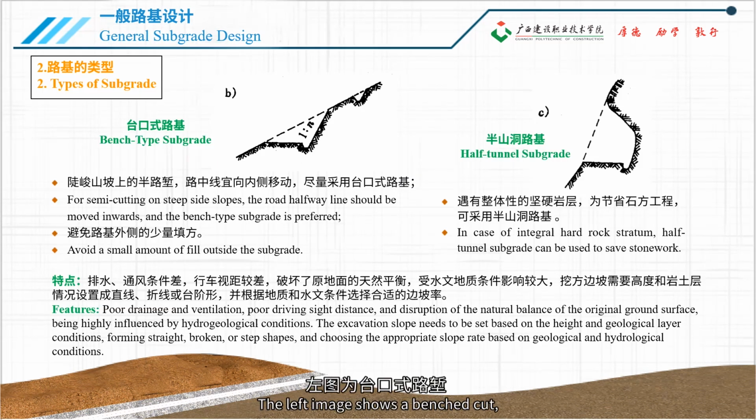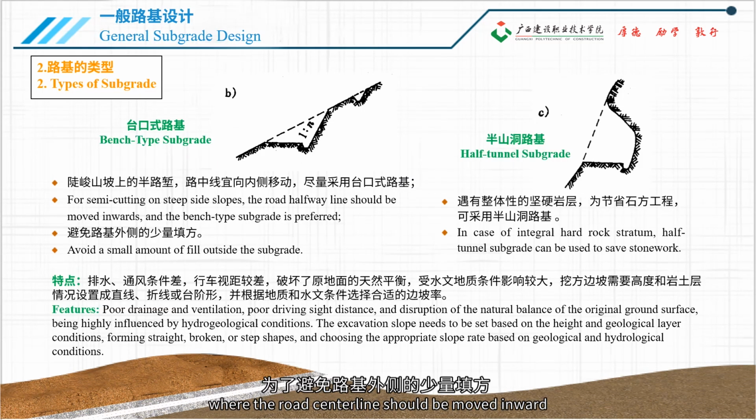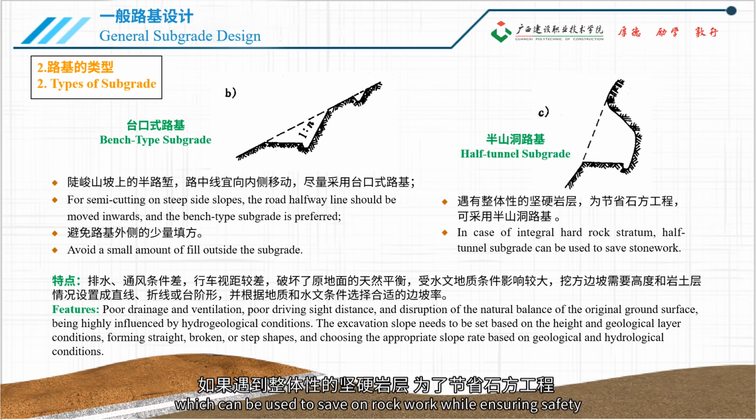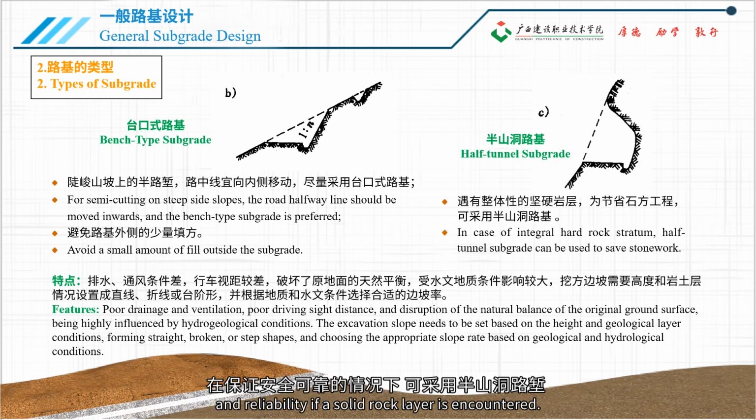The left image shows a benched cut, where the road center line should be moved inward to avoid a small amount of filling on the outside of the subgrade. The right image shows a half-tunnel cut, which can be used to save on rock work while ensuring safety and reliability if a solid rock layer is encountered.